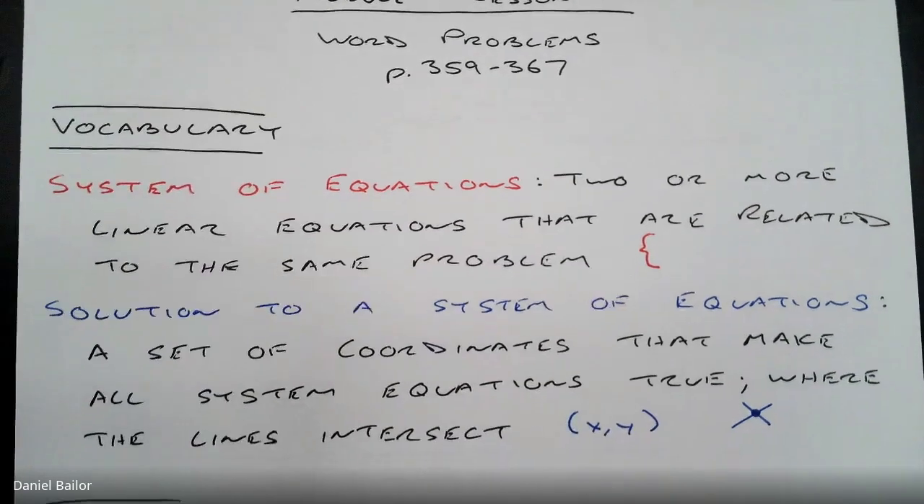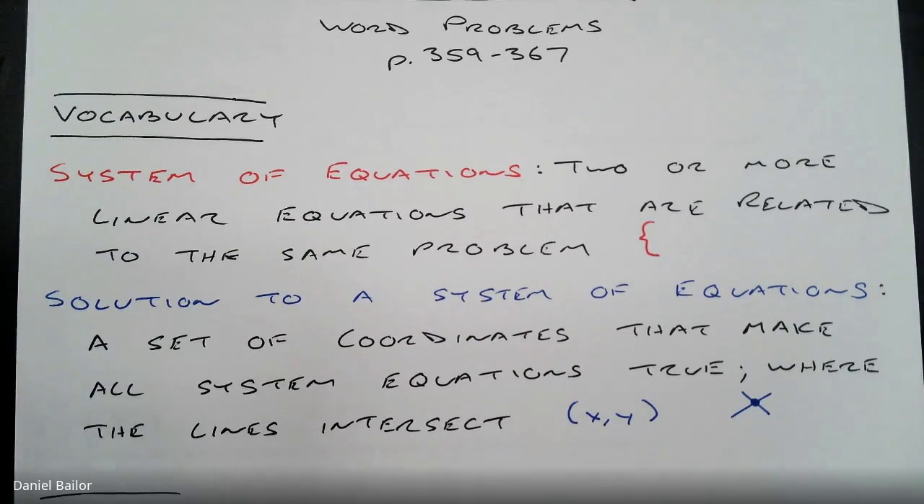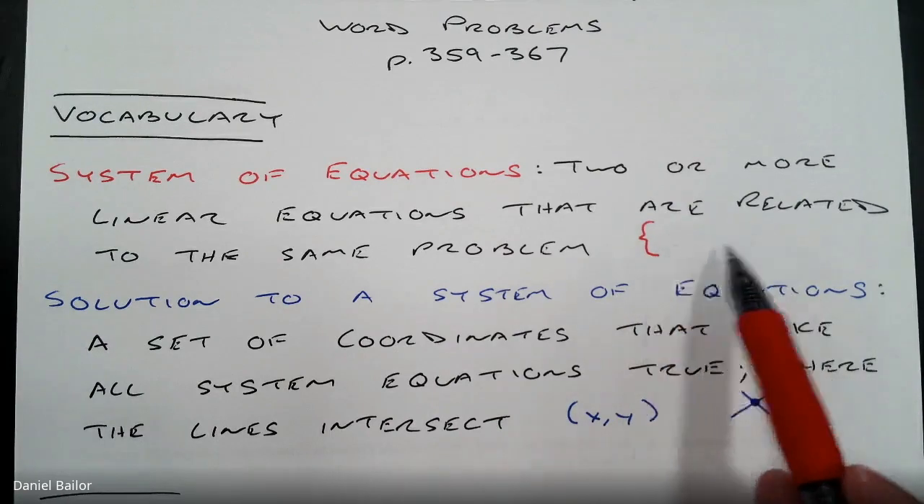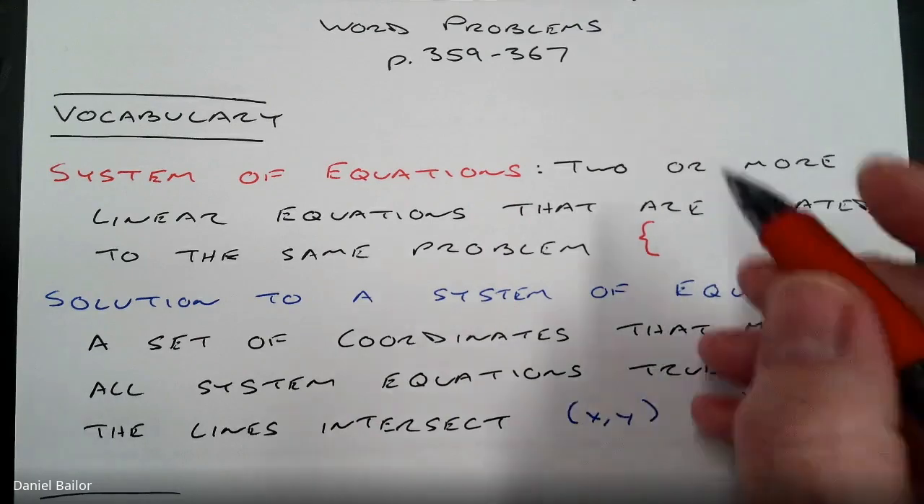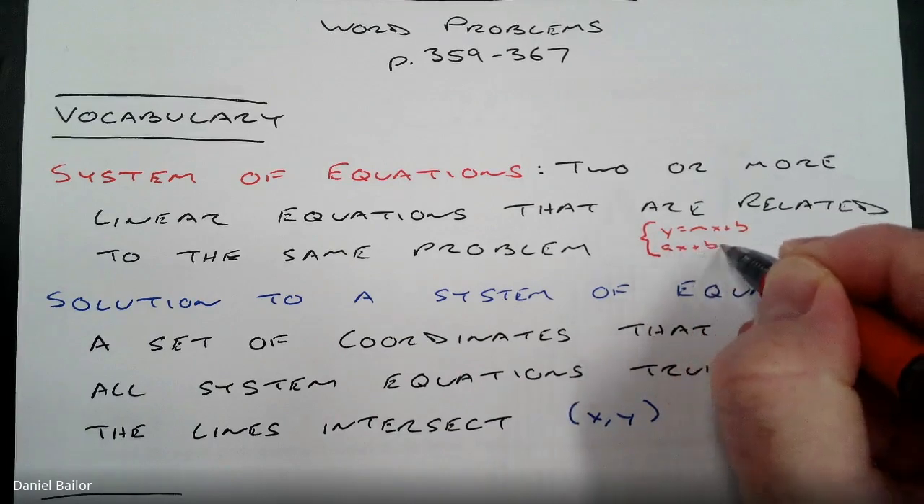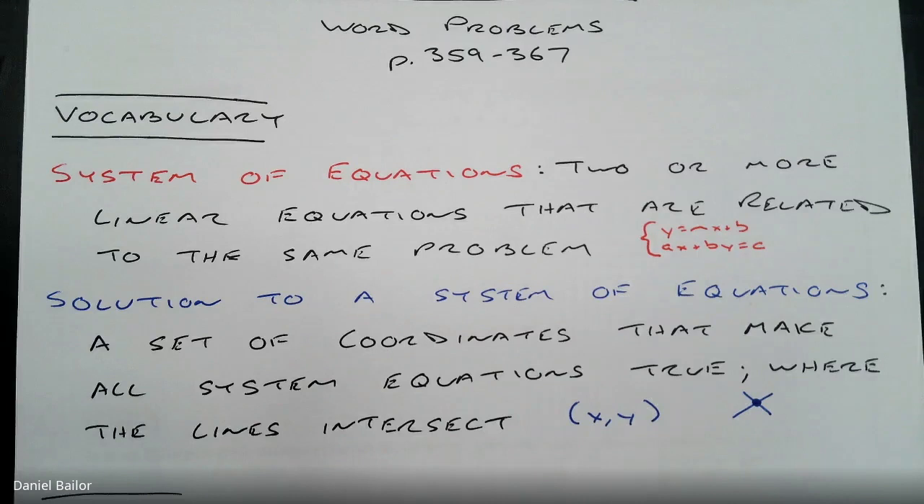Well, let's start with the vocabulary for this lesson. We got two terms today, and both of them we've seen before. First term is system of equations. A system of equations includes two or more linear equations that are related to the same problem. Two or more equations that are connected. And we connect them with this bracket. That's how we know it's a system, if the equations are both in a bracket. Like this, y equals mx plus b, or we can have ax plus by equals c, standard form. If you have two equations in a bracket, that is a system.